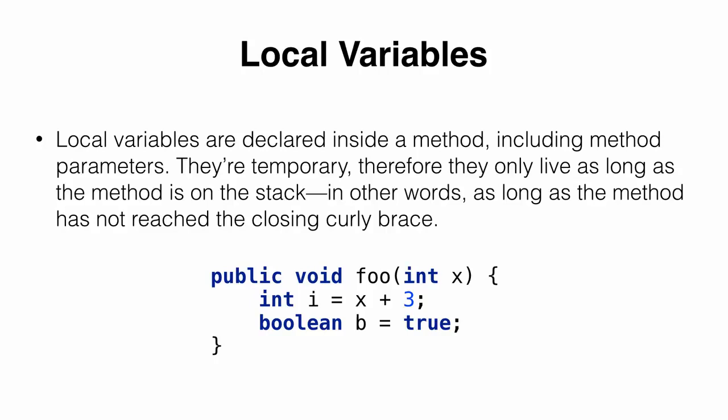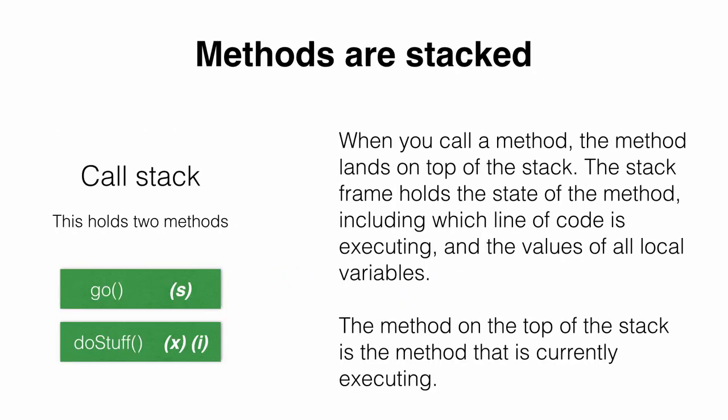Local variables. Local variables are declared inside a method. So here we have foo, int, that's our parameter. In this particular case, that is also a local variable. They're temporary variables, so they only live as long as the method is on the stack. The method being on the stack, that is within the curly braces. When it comes to the end of the curly braces, it's no longer on the stack. Jump down to methods are stacked call methods. So here on the side where we have go and do stuff, and we have six, these are just local variables.